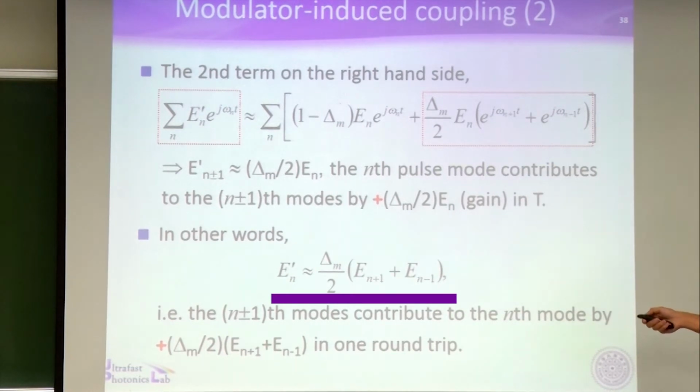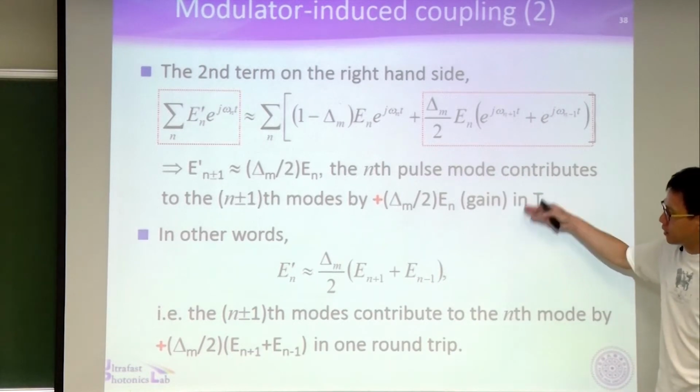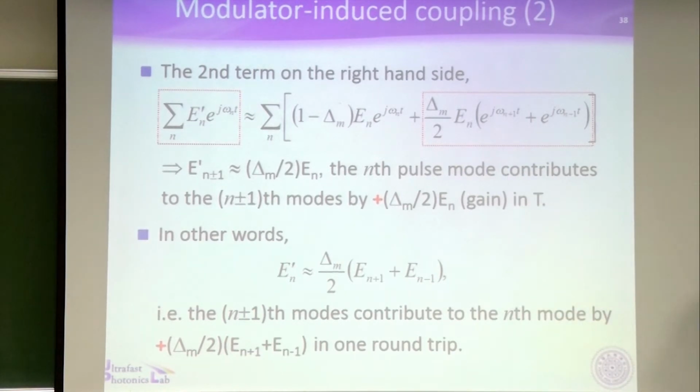En prime means the new phasor of the nth pulse mode is approximated by a positive number times En plus 1 and En minus 1, the two old neighboring modes' phasors. And the gain effect contributes to the new phasor of the central mode. And we will use this one in the modeling instead of the original one. But you can justify why you can do so by these interpretations. Is it okay?